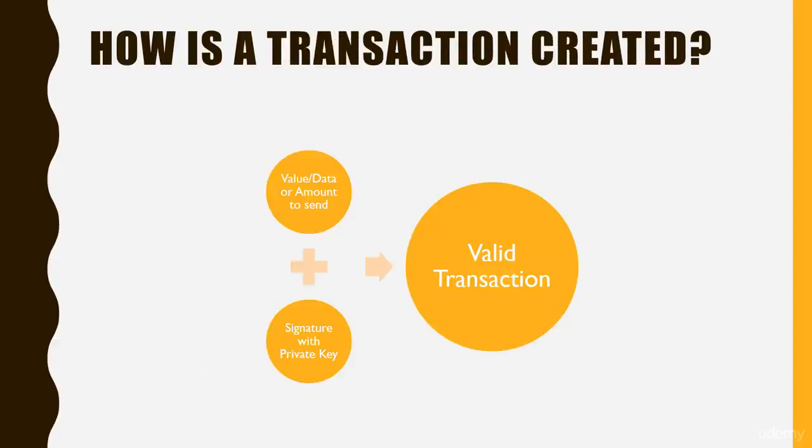But how is a transaction created? If you want to send value, data, or an amount of ether to the network, or you want to create a smart contract, you need to sign it with your private key. These two together result in a valid transaction and they are sent into the network. And when the next block is mined, then the transaction will be included in the block.